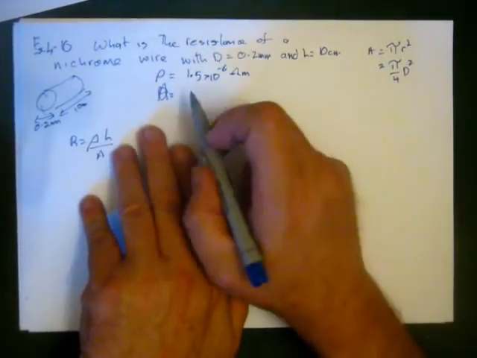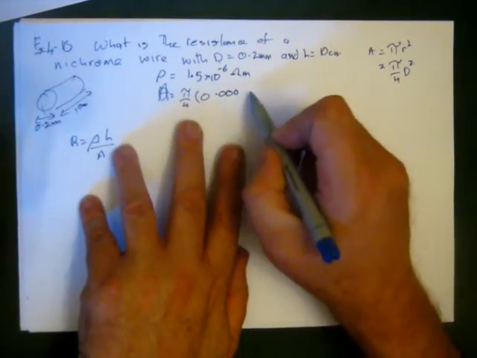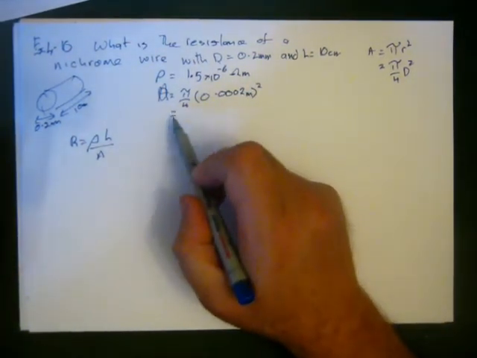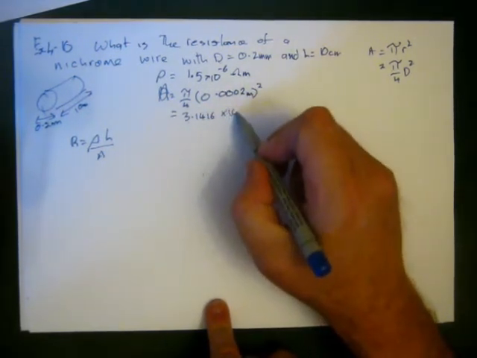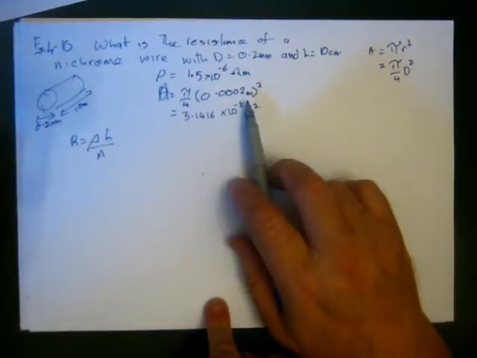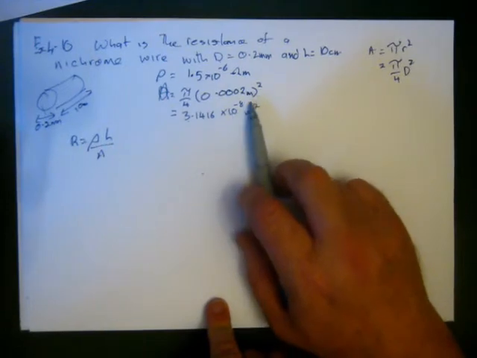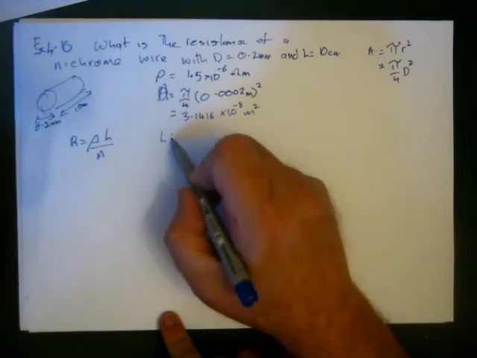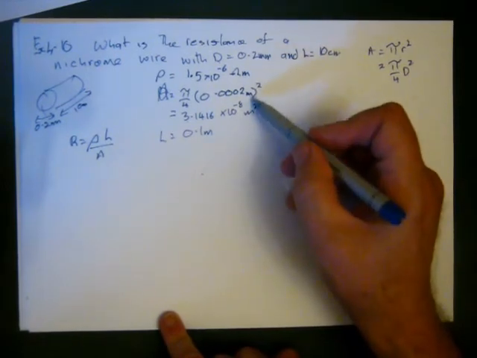So area is equal to pi over 4 times 0.0002 meters squared, which is equal to 3.1416 times 10 to the negative 8 meters squared. If in doubt, always go back to kilograms and meters and things. You'll notice this unit up here is in meters, so these units will also have to be in meters. So the area, what else do we know? L is 10 centimeters. 10 centimeters is equal to 0.1 meter. Again, this is in meters, these must also be meters.